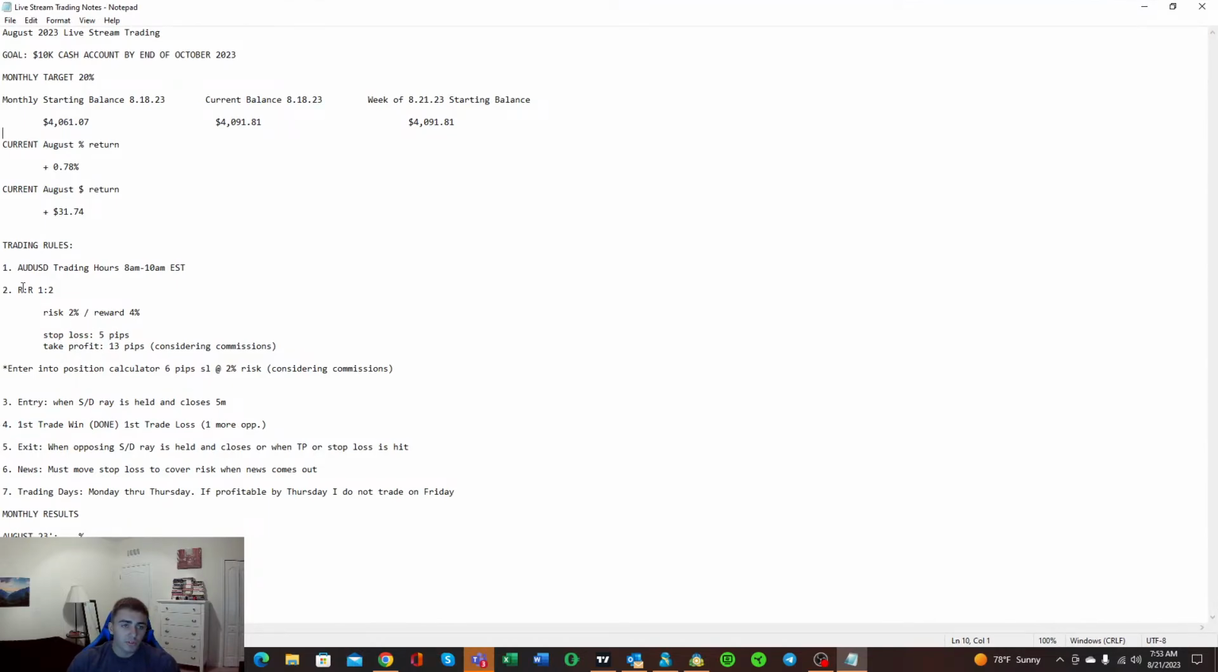Trading rules: risking 1 to make 2, so risk reward 1 to 2, but we're risking 2% to make 4. Stop loss is 5 pips, take profit is 13 pips. You've got to take into consideration commissions when you do your risk to reward. If I do a 5 pip stop loss and a 10 pip take profit, that's really a 1 to 1.5 if you count commissions. So we're really trying to make twice what we're risking.